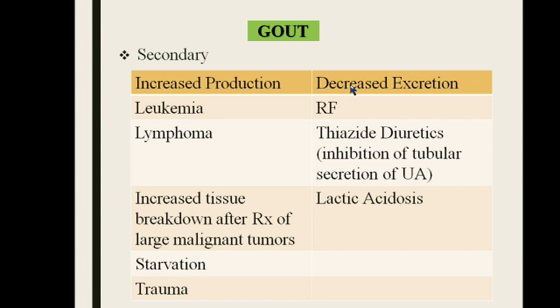And in certain diseases, the tubular reabsorption and the excretion of uric acid has to take place normally, and if this process is hampered, there will be decreased excretion.